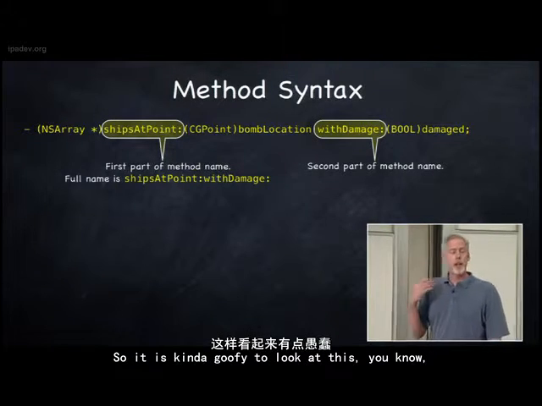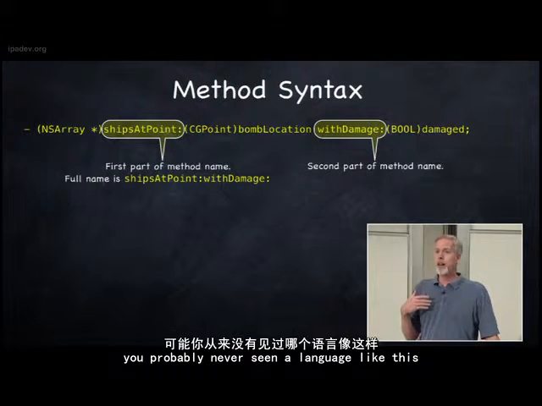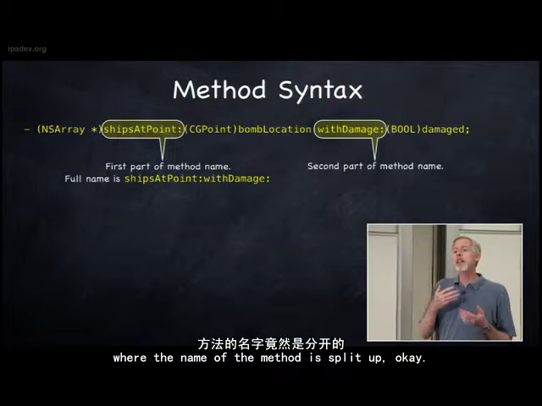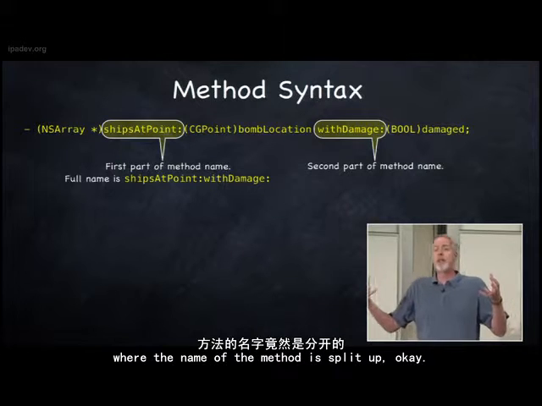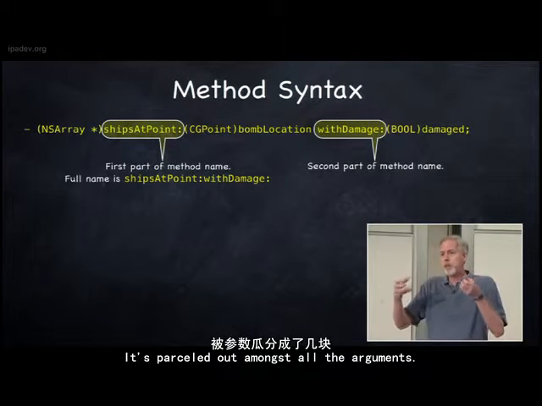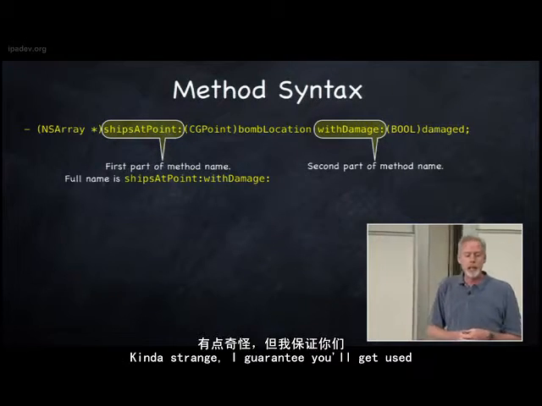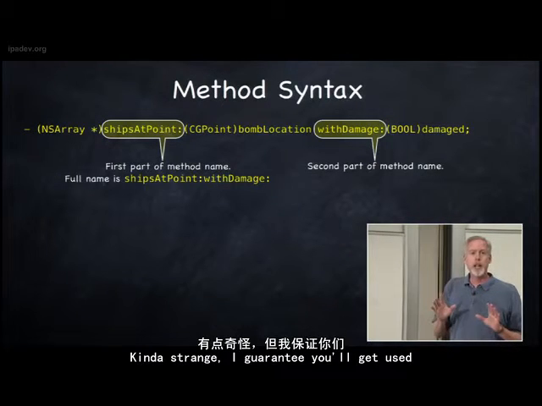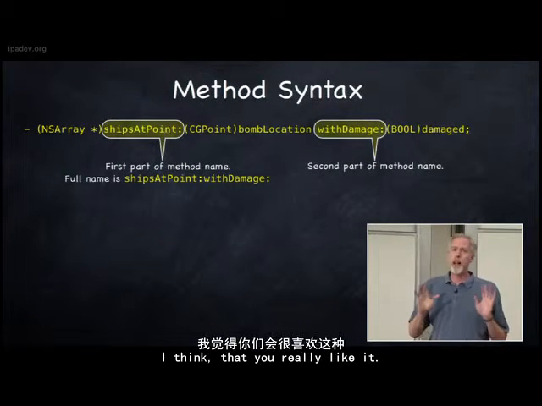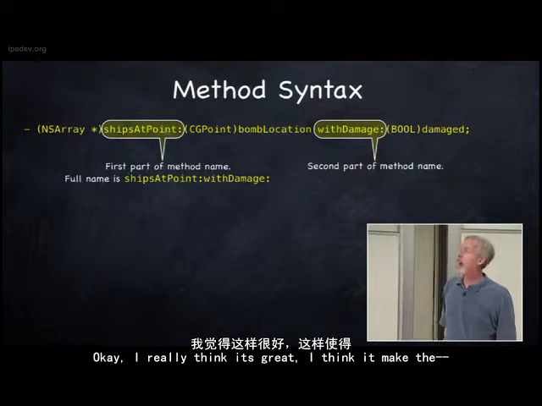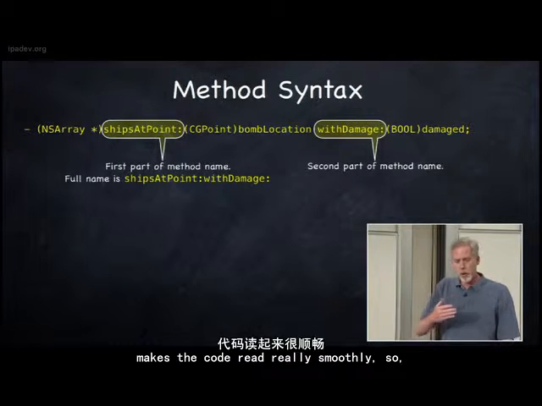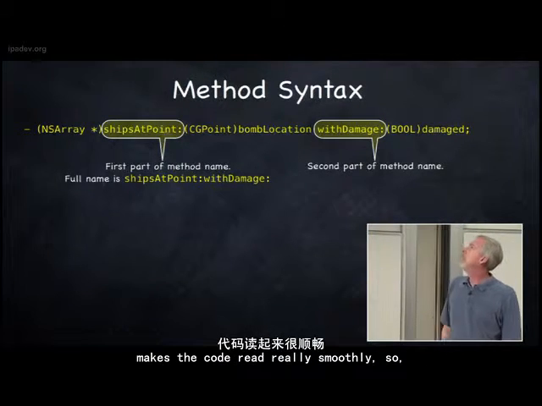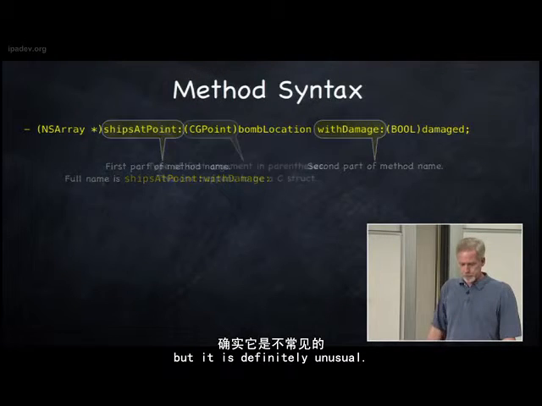So it is kind of goofy to look at this. You've probably never seen a language like this where the name of the method is split up. Okay, it's parceled out amongst all the arguments. Kind of strange. I guarantee you'll get used to it really quickly, and I think you're going to find that you really like it. I really think it's great. I think it makes the code read really smoothly. But it is definitely unusual.